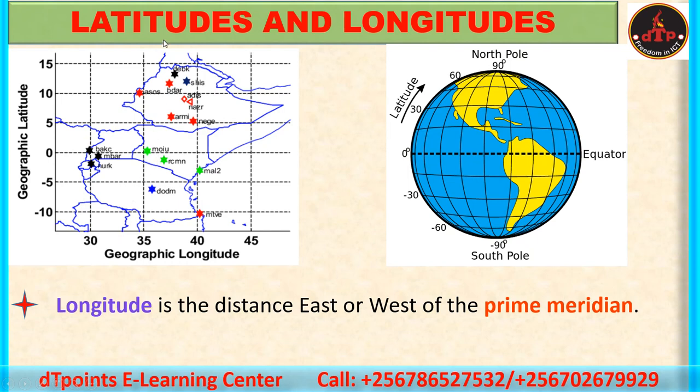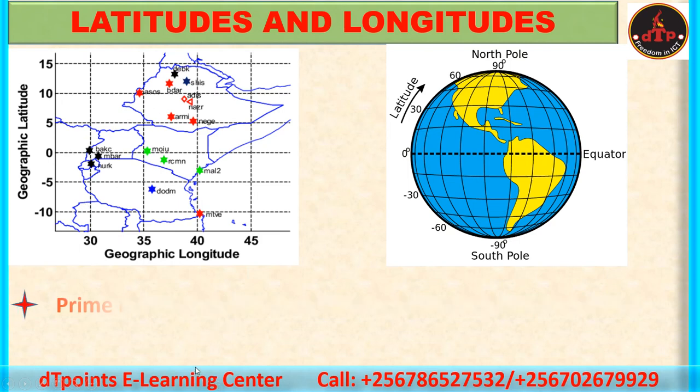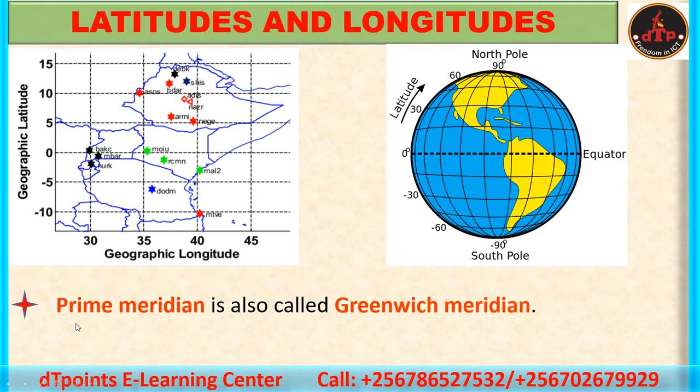Here on our map, they are the ones which run from up coming down. That's the line of what? The prime meridian. A prime meridian is also called the Greenwich meridian. Tomorrow you will meet such a question: what is another name for the prime meridian? Another name for the prime meridian is the Greenwich meridian.